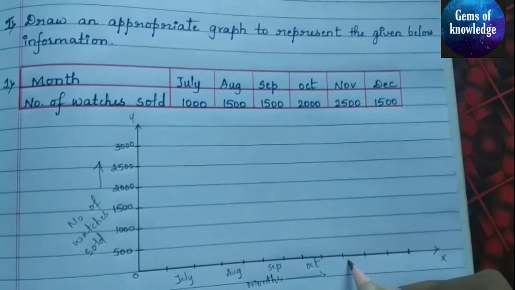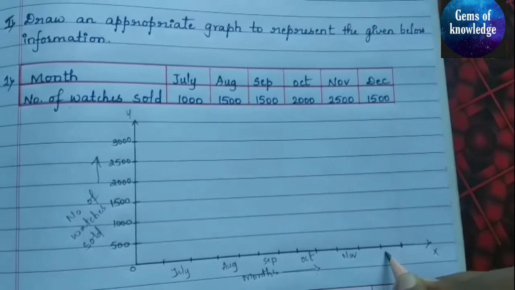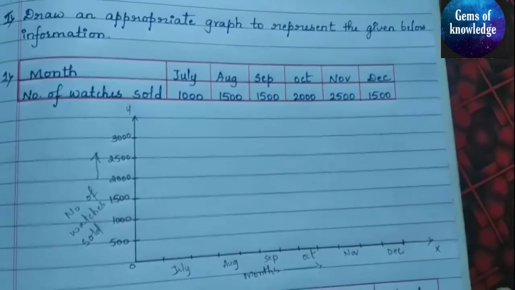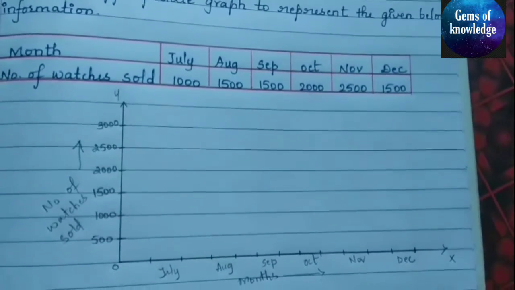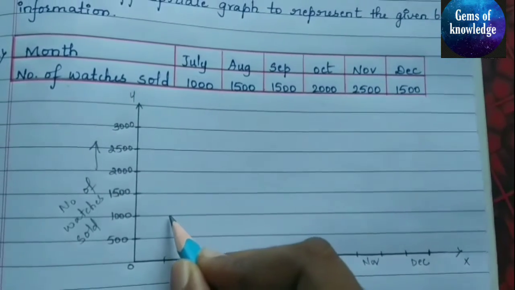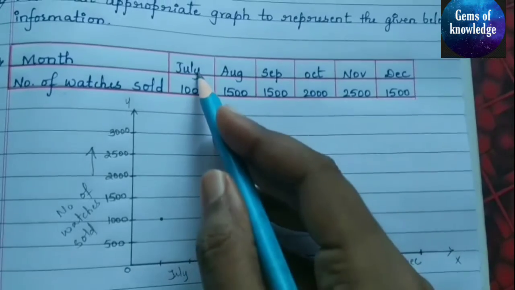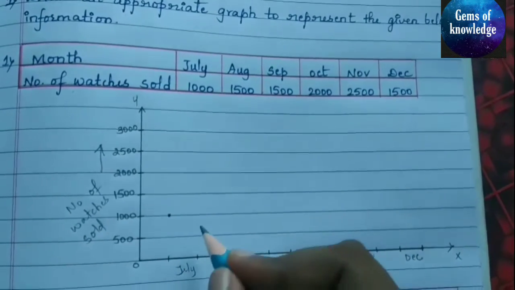Similarly here we have to leave and write November, and then again leave and write December. Okay, so now let us mark it. For July we are having the value 1000. Here you can see for July we are having 1000.